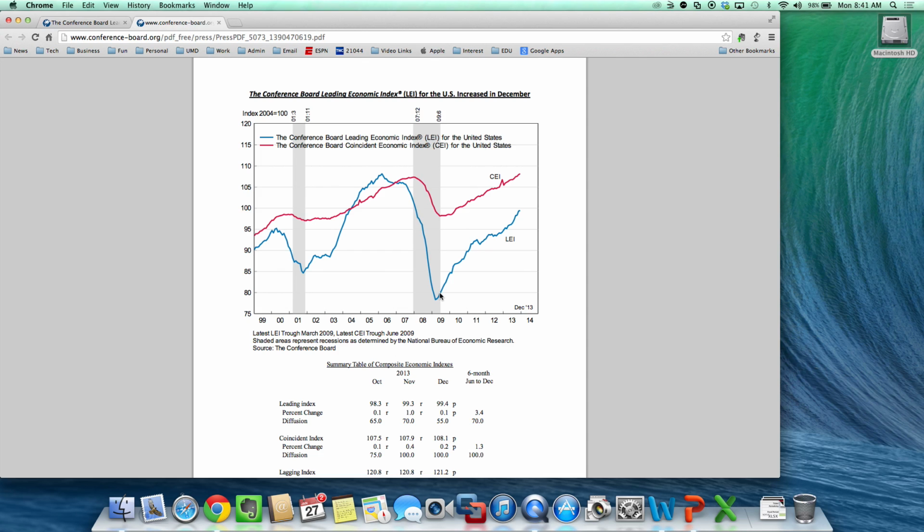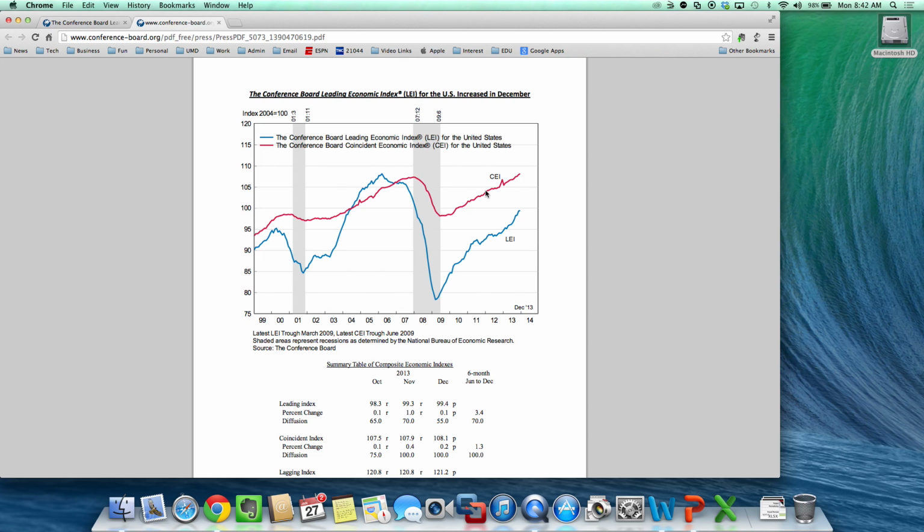So essentially what you can think about the LEI is that historically it's been predictive of about two quarters worth of economic activity. And then the red line represents the CEI. And the idea of the CEI is that it tends to start going down as the recessions occur, and it tends to start going up as recessions are ending. So it's more coincident, tends to move more with the economy. And then again, we mentioned the lagging index.